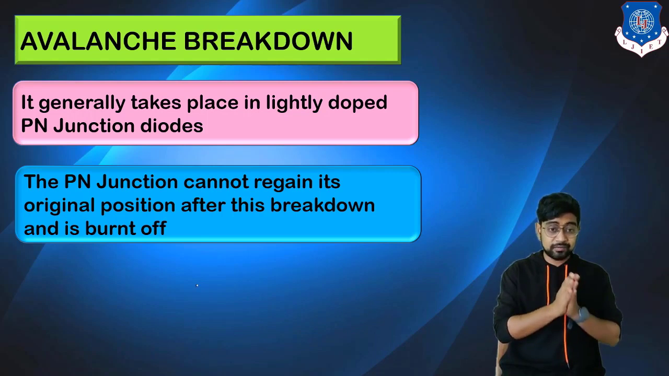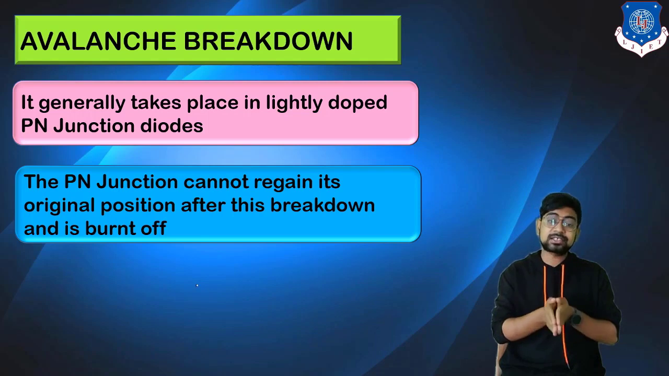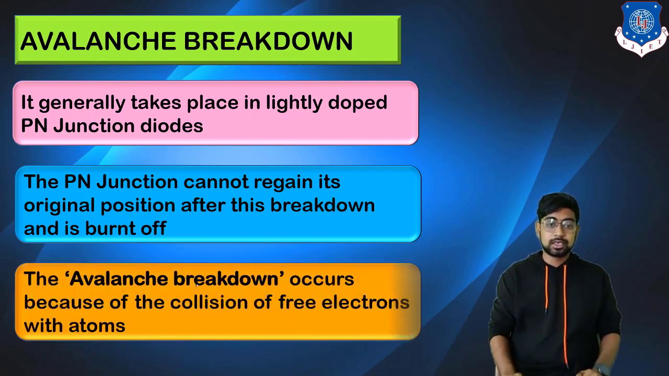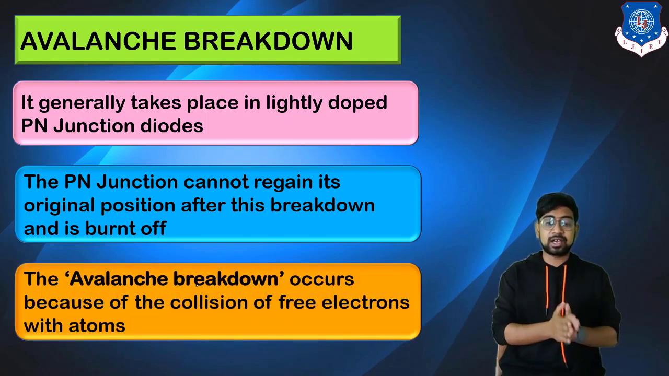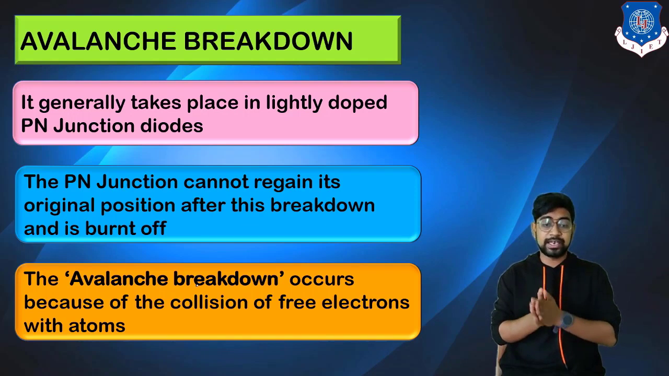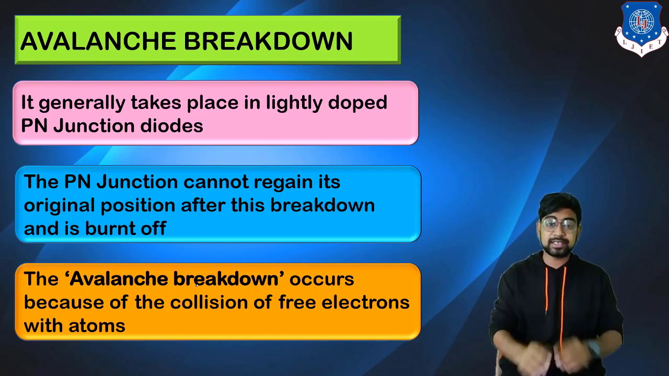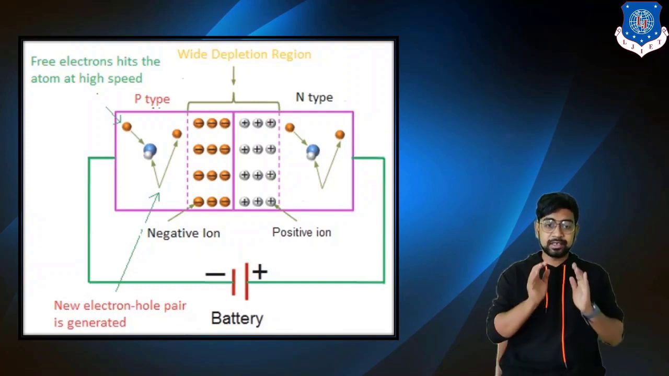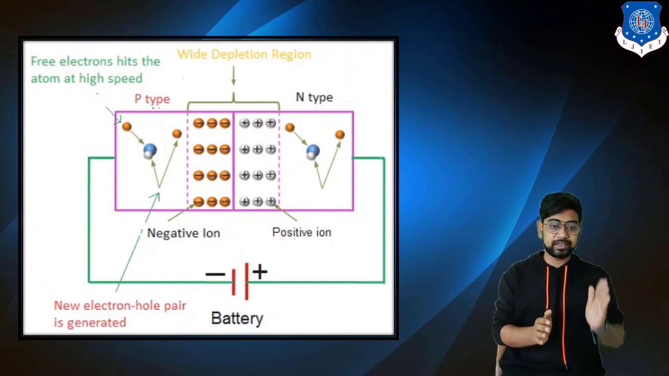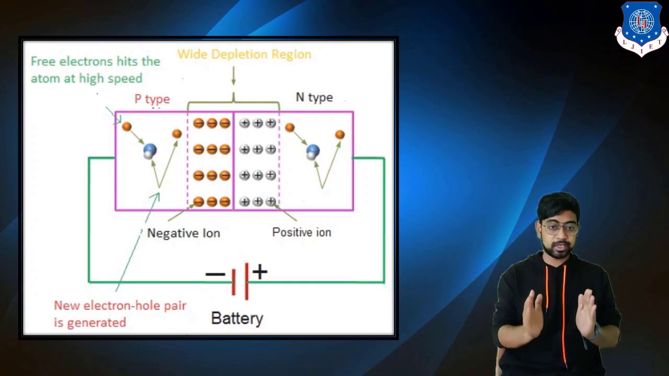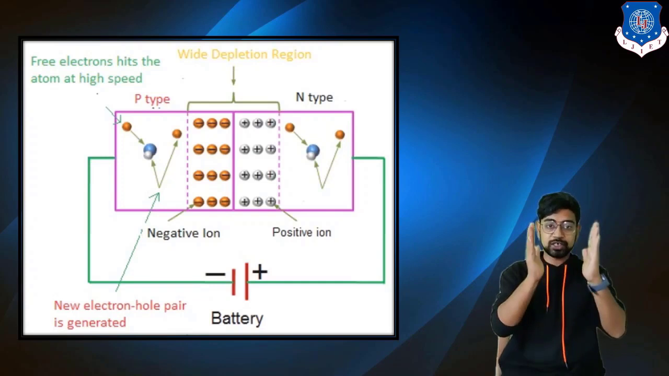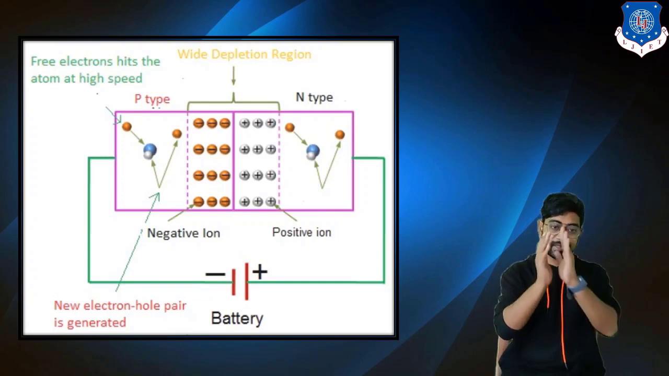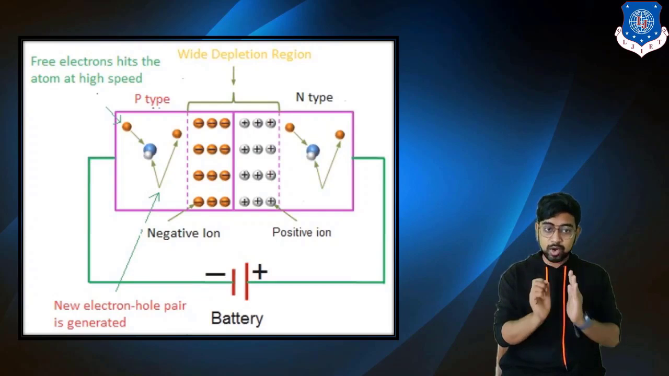And second, after it is not normalized, it cannot be used again. Why? It is completely burned off. The avalanche breakdown occurs because of the collision of free electrons with atoms. Now how? You can see that in reverse bias, P is connected with the negative terminal and N is connected with the positive terminal. The depletion region width is comparatively high.